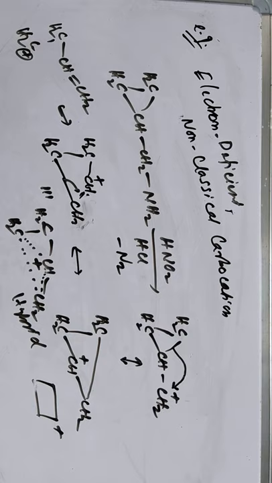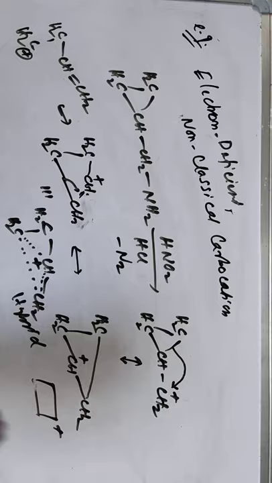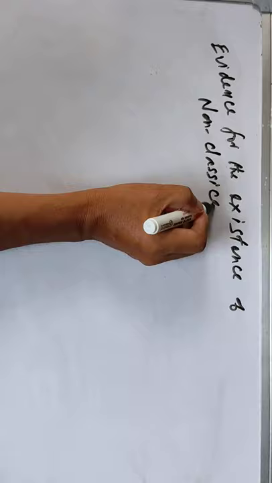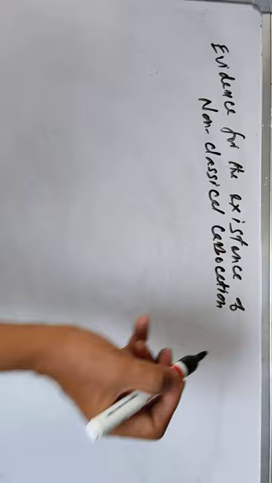Now let's see the evidence for the existence of non-classical carbocations. How non-classical carbocations are formed, and what the evidence is. So I write down here, evidence for the existence of non-classical carbocations. So we can prove how non-classical carbocations are formed. Let's see one example.